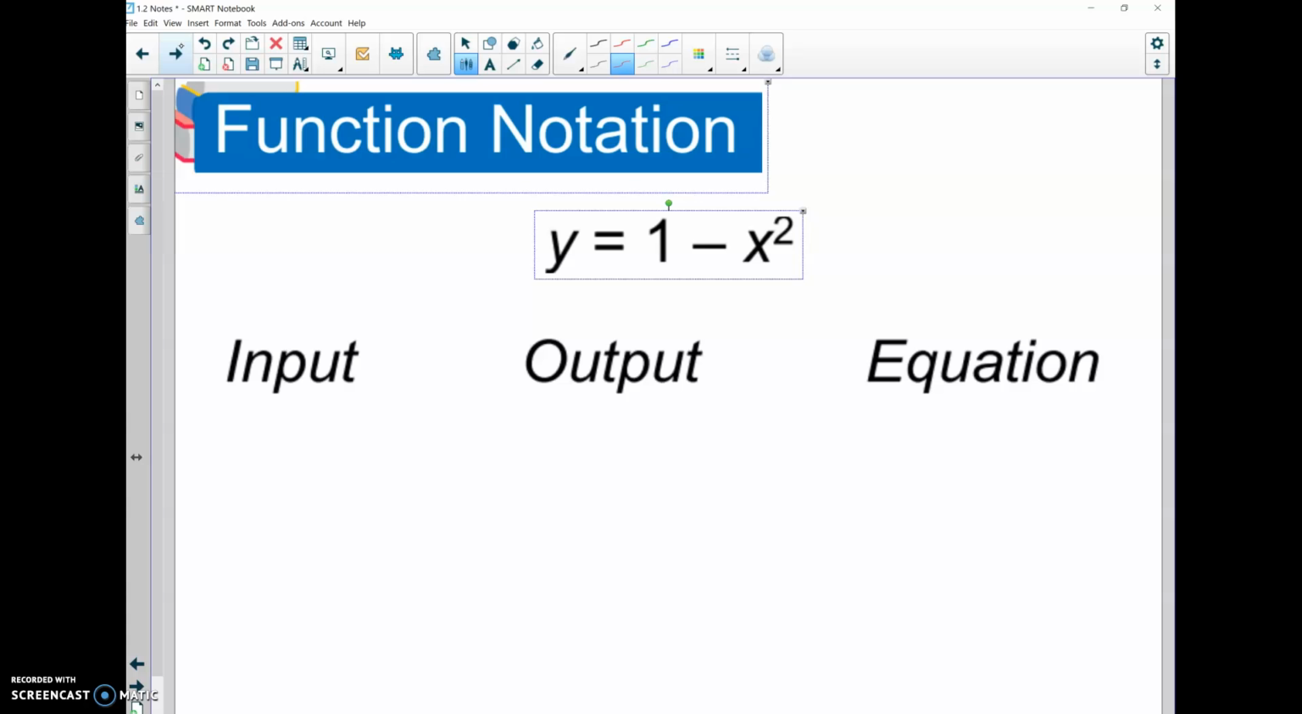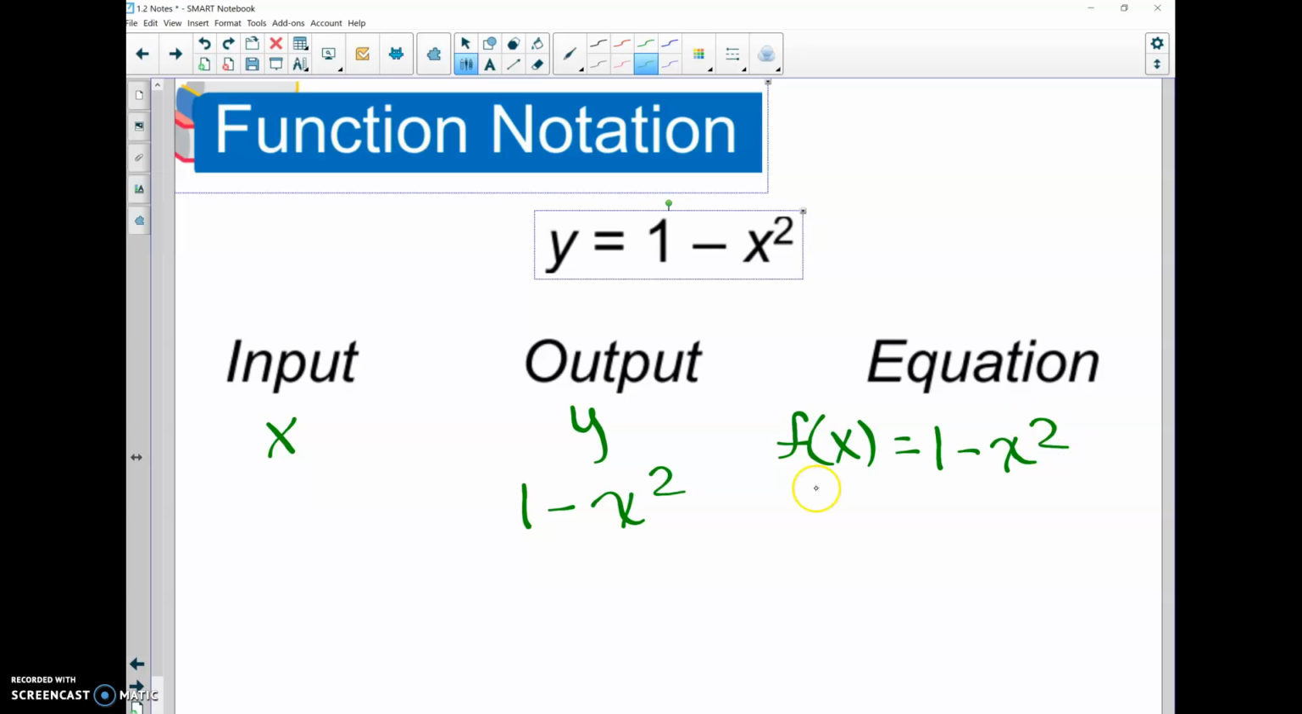Our input is x, and our output is y, or our output is the entire expression 1 minus x squared. Our new way of writing our function, instead of writing y, is going to be f of x equals whatever our function is. So instead of writing y equals, we use the notation f of x. This means x is our input variable and f of x is the name of our function, and that takes the place of y.